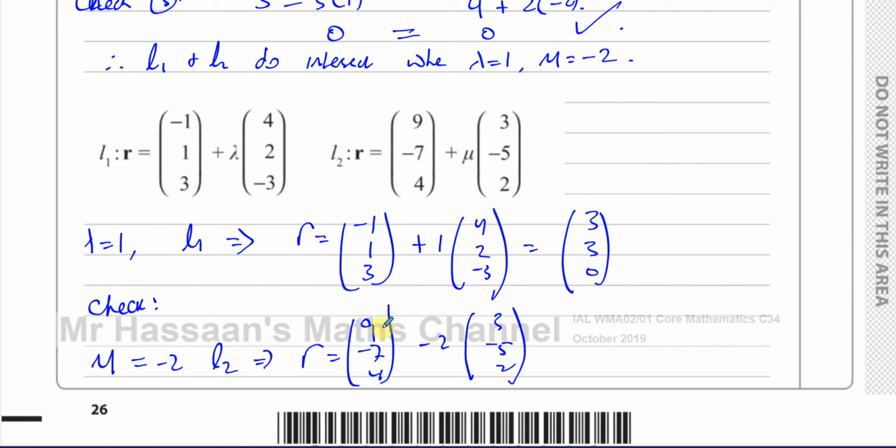So we could also, if we wanted to, have worked out the lambda and mu that we found and shown that they take us to the same place. That would have also proved that they intersect. And it would also have found the position vector of where they intersect as well.